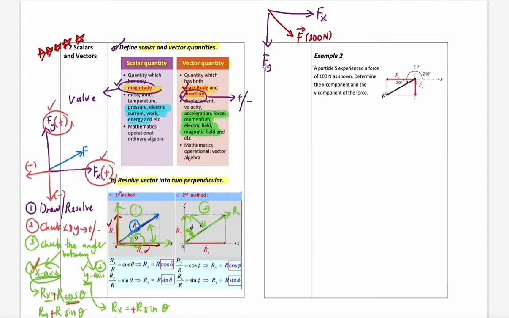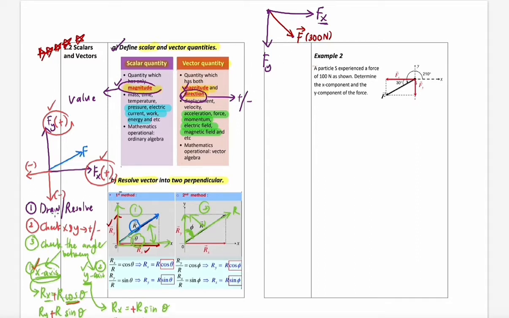Macam ni kita nak tahu sama ada dia ke the right ke to the left ke, ke mana kan. Okay, you tengok sekarang arrow ni dia ke kanan ke dia ke kiri. Dia kalau mula-mula dekat sini kan, so lepas tu dia dekat sini, so dia makin ke kanan. So Fx mestilah ke kanan. Lepas tu arrow tu mula-mula kat sini, lepas tu dia ke bawah kat sini. So dia ke mana? Dia ke bawah. So Fx is to the right, but Fy is moving downwards.